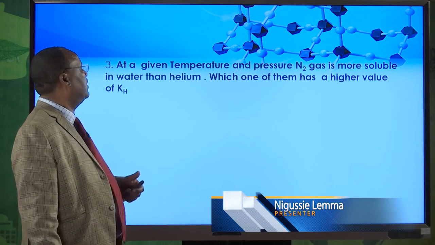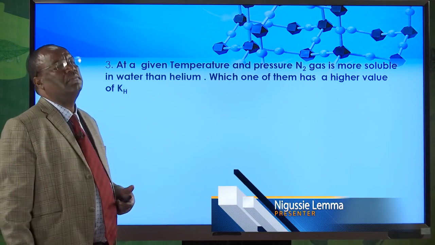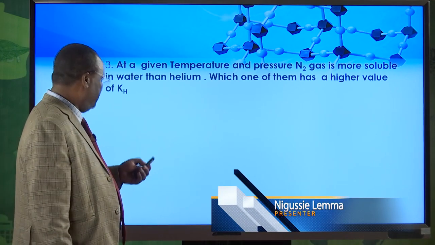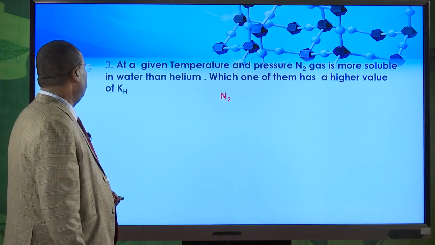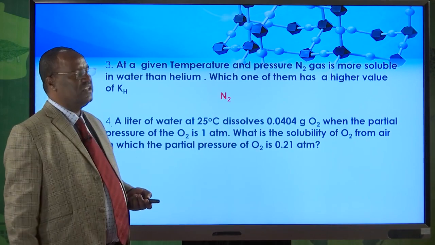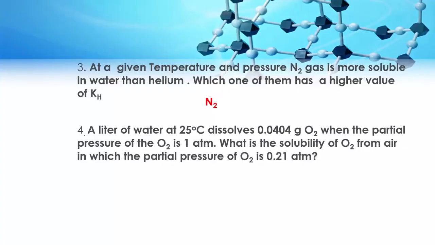At a given temperature and pressure, nitrogen gas is more soluble in water than helium. Which one of them has a higher value of Henry's law constant? Nitrogen. The answer is nitrogen. Which one of them has a higher value of K?